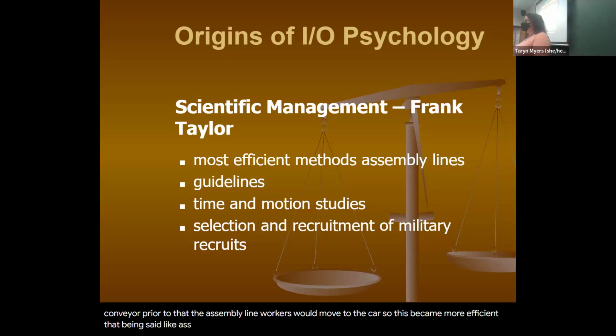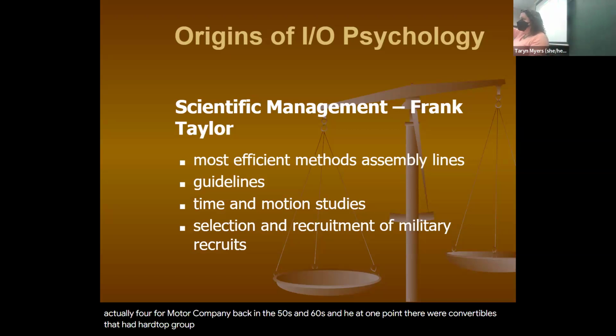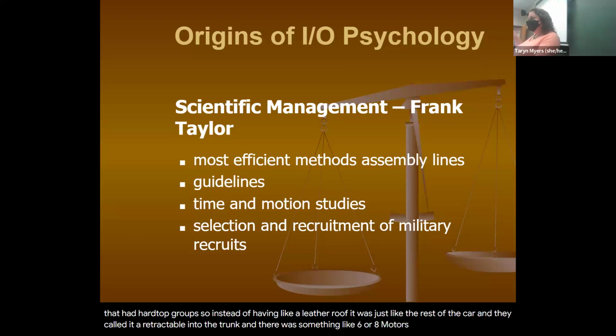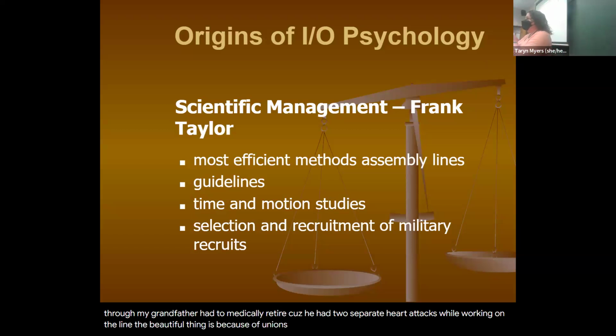That being said, assembly lines can have their drawbacks as well. My grandfather worked on the line for Ford Motor Company back in the 50s and 60s. At one point, there were convertibles that had hardtop roofs. Instead of a leather roof, it was just like the rest of the car, and they called it a retractable hardtop, and it would go into the trunk. There were something like 6 or 8 motors to do that, and he had 5 minutes to check all those motors, make sure they were all good, and get them all set up before the car rolled through. My grandfather had to medically retire because he had 2 separate heart attacks while working on the line. The beautiful thing is because of unions, he got a pension and has been fine financially ever since. But other people might not be in that position.